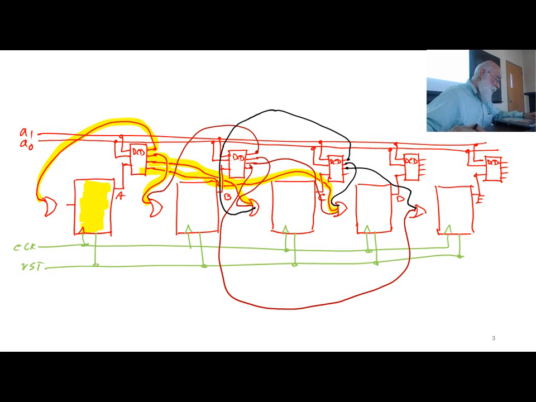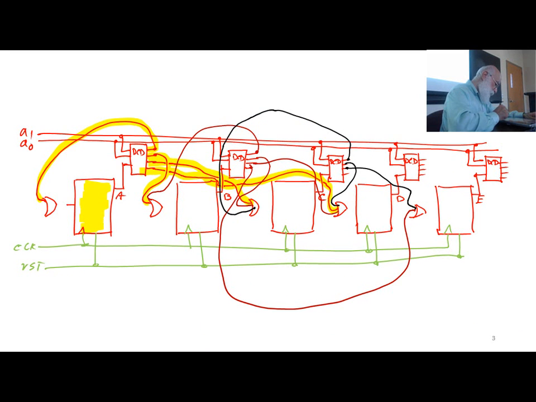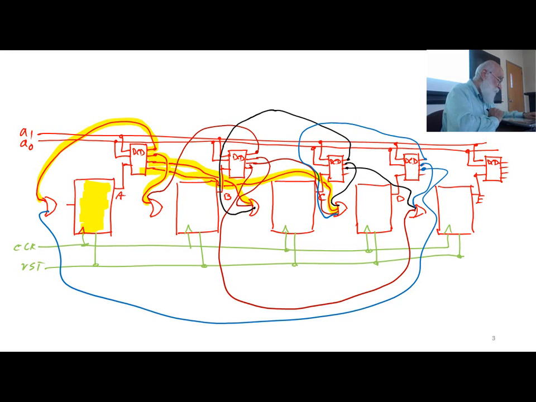Okay, now let's do state D. State D, 0, 0 goes back to the same state. 0, 1 goes to this. 1, 0 goes all the way to state A. And then 1, 1 goes to state B.